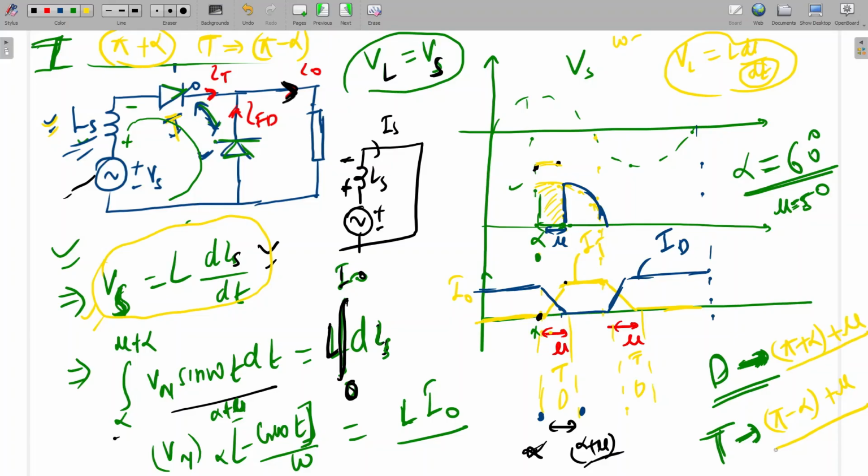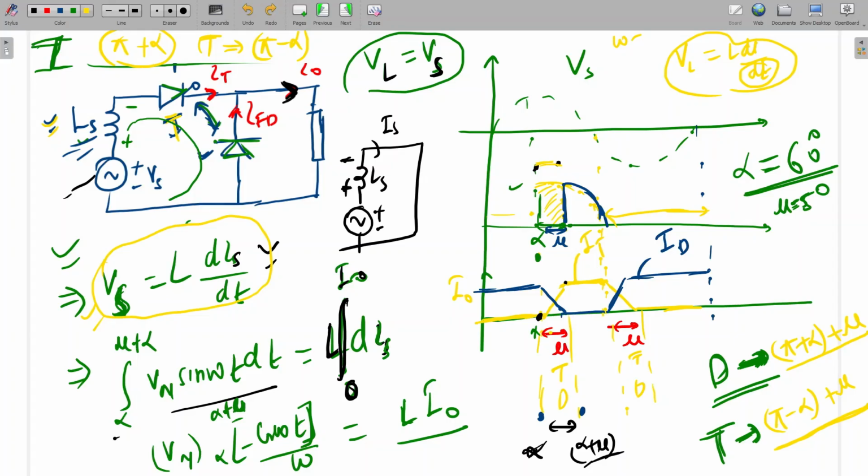Is it clear? See, for diode, here to here pi, for diode I am drawing this line, here to here pi, again here to here alpha. So pi plus alpha plus mu will be the diode, and pi minus alpha plus mu will be the thyristor conduction angle. Is it clear?